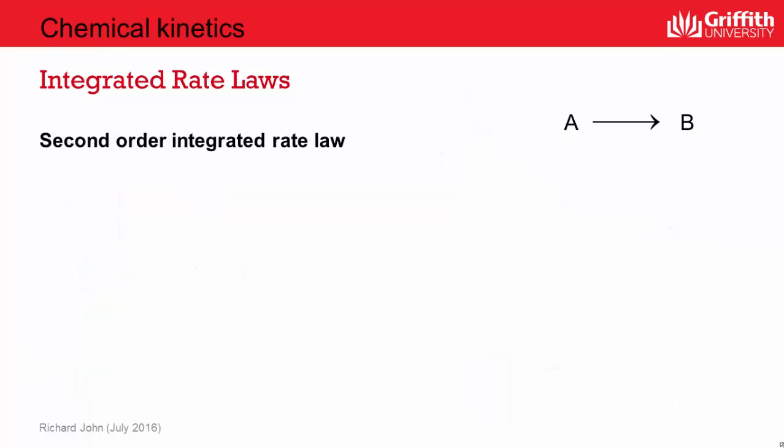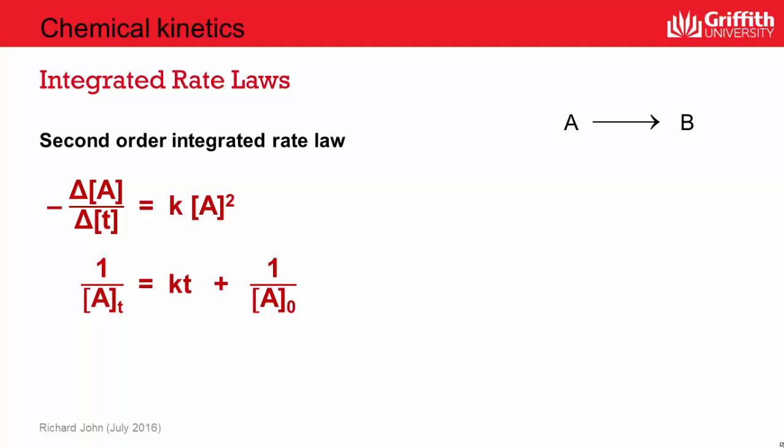Now, for a second order reaction, the rate of reaction is equal to k times the concentration of A squared. And again, we can rearrange this whole equation and do a little calculus involving integration to achieve this relationship here, which is known as the second order integrated rate law equation.